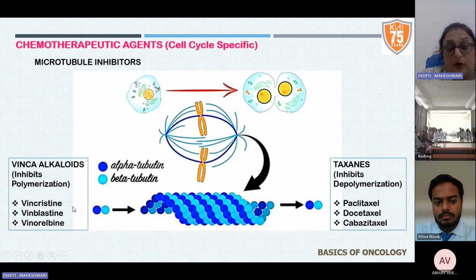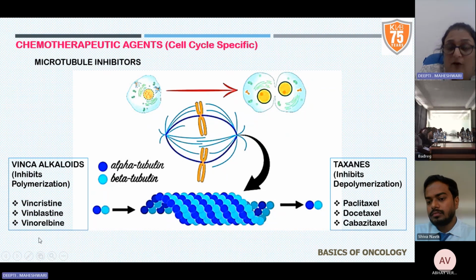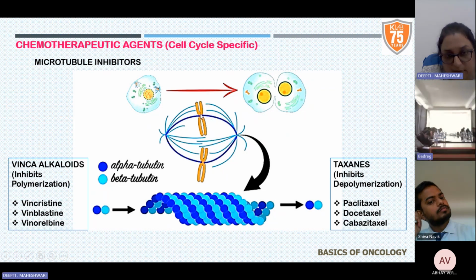Okay, now there are drugs which inhibit the depolymerization. Now, what do you mean by that? First, polymerization has already taken place. That means the mitotic spindles have already formed, and they have gone and attached to the DNA strand here.